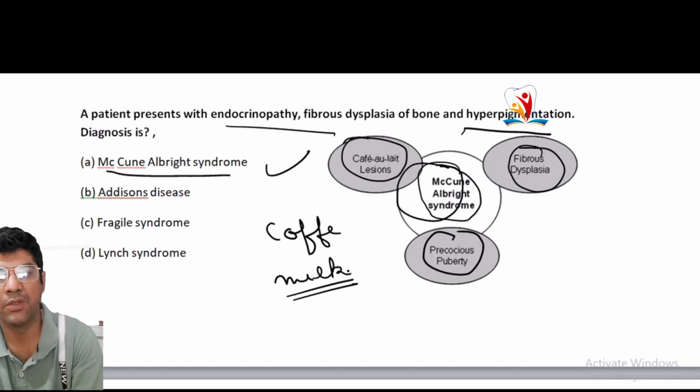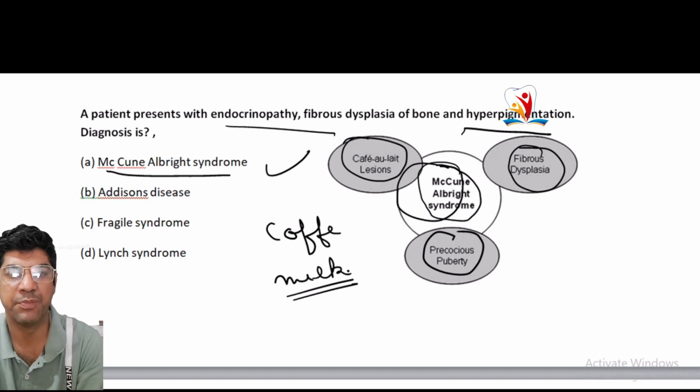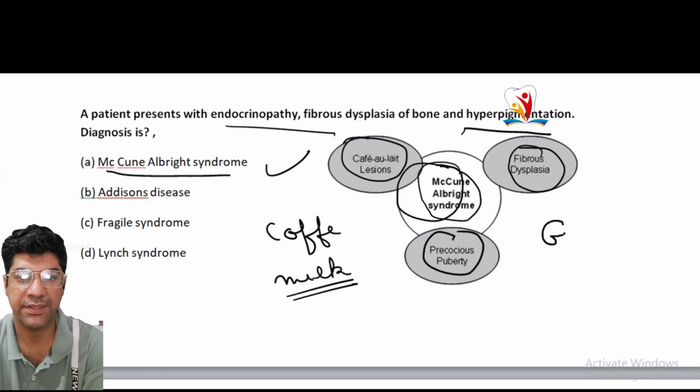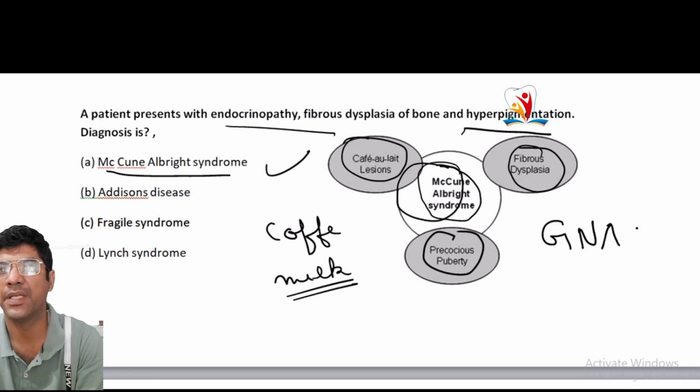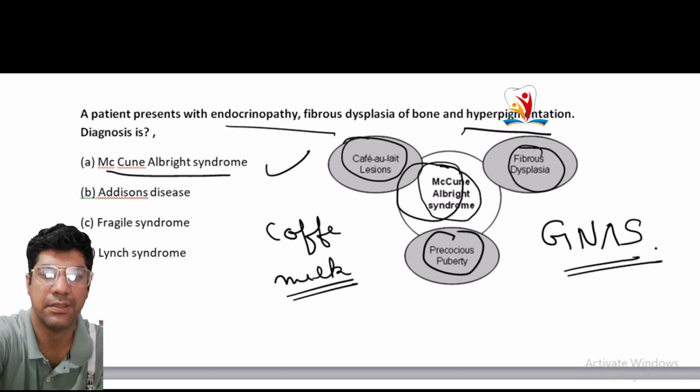So endocrinopathies, hormonal abnormalities that can include precocious puberty and hyperfunctioning of various endocrine glands, can occur. There is polyostotic fibrous dysplasia and café-au-lait spots that are the characteristic features in this McCune-Albright syndrome. Remember, this is due to the mutation in which gene? GNAS gene.